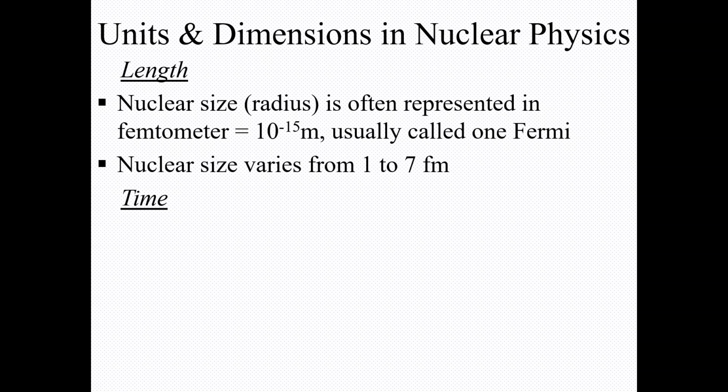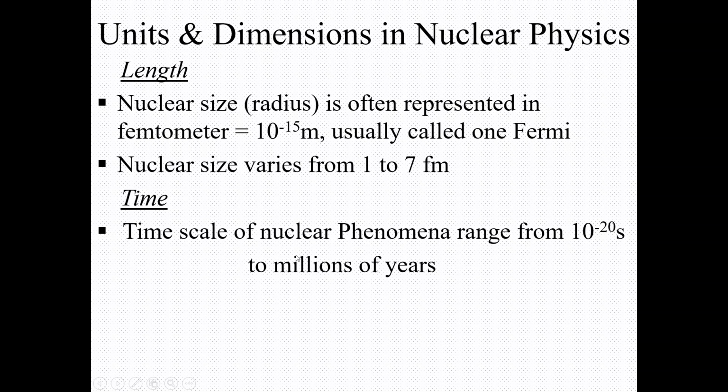What about the nuclear times? So the time scale of the nuclear phenomena ranges from 10 raised to the power minus 20 seconds to millions of years. What's the time scale for the nuclear phenomena? The time scale for the nuclear phenomena should be as short as 10 raised to the power minus 20 seconds, and as large as millions of years. So this is why we're saying that the time scale of nuclear phenomena ranges from 10 raised to the power minus 20 seconds to millions of years.